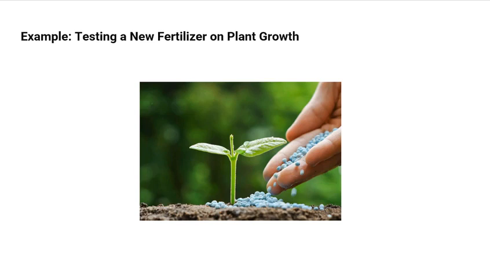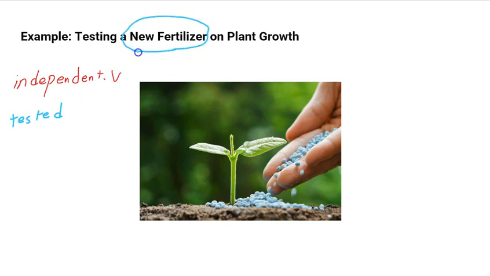Let's look at some examples, then it makes more sense. The first experiment that we are going to look at is testing a new fertilizer on plant growth. Let's find the independent variable and dependent variable for this experiment. The independent variable is the variable that is going to be tested. What are we going to test in this experiment? We are going to test the effect of the new fertilizer on plant growth. So it means the new fertilizer is our independent variable. It is the cause.